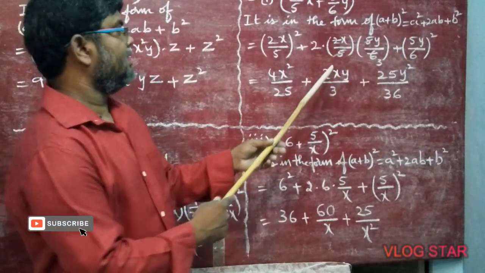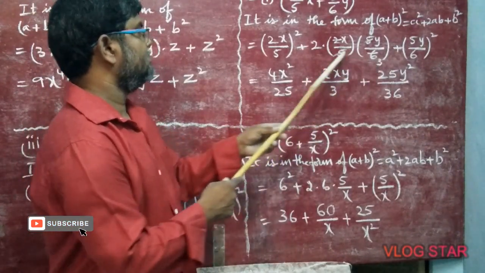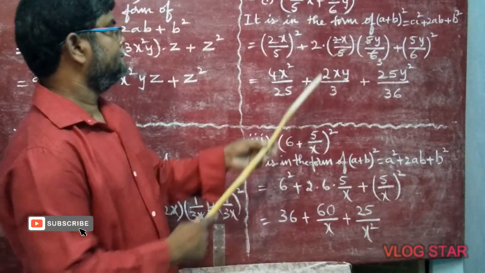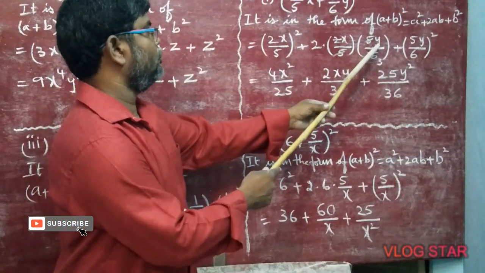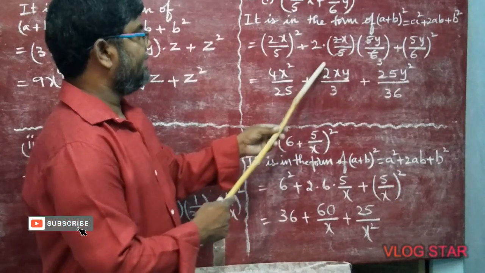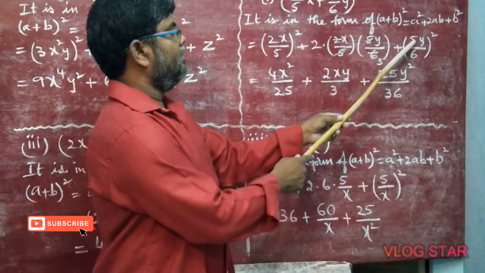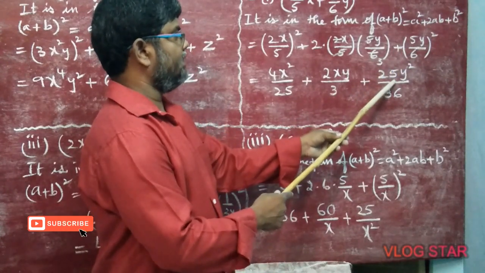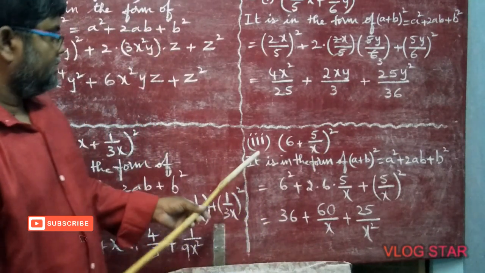Here common factors are there. If any simplification is there, we have to simplify. 2 goes 3 times, 5 goes into 5 one time. In the numerator, 2 into x into y, 2xy, and in the denominator just 3 is left. Coming to here, plus (5y) whole square, 5 5s are 25, y square. 6 square means 6 6s are 36.